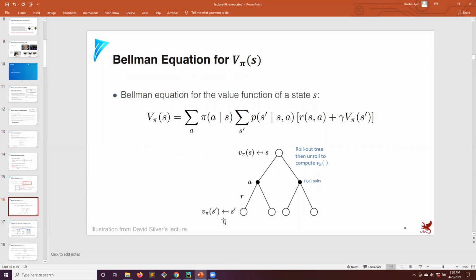And then once we want to compute the value functions for each of those states, you can think of it like we are kind of going back to the root nodes. So we are expanding out the whole tree, and then we are kind of rolling back up.